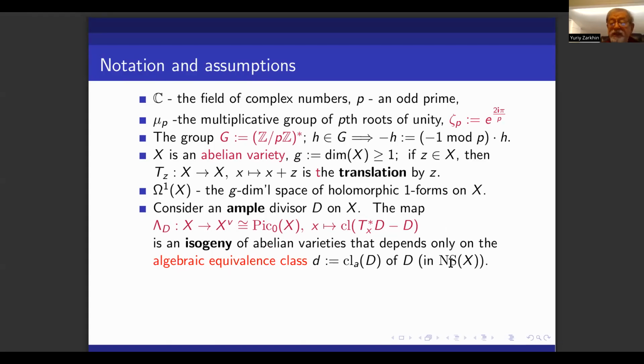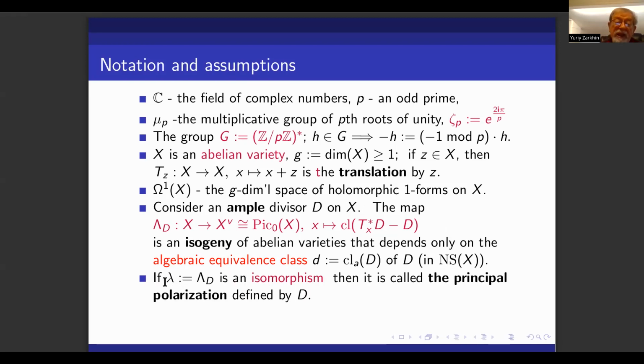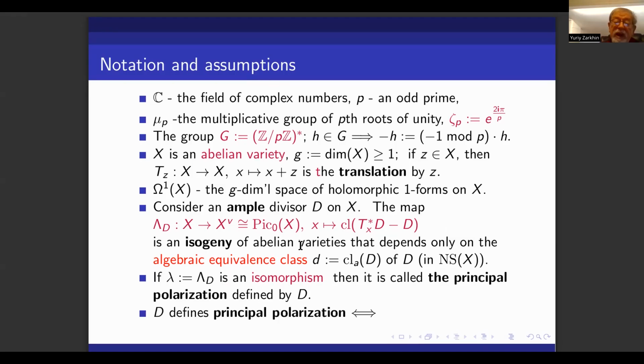These classes lie in the Neron-Severi group of X. Well, if our small lambda, which is our capital lambda_D, is an isomorphism, then it is called the principal polarization defined by D. There is a kind of easy criterion that tells us when our divisor D defines the principal polarization. Well, it should be ample. Actually, to be effective is good enough, and its self-intersection index should be g factorial. So these conditions are equivalent.